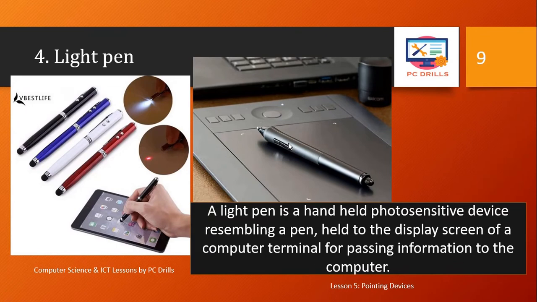Next, we have a light pen. A light pen is a handheld photosensitive device resembling a pen, held to the display screen of the computer terminal for passing information to the computer. So with a light pen, you can navigate your computer just using the pen. It looks like a normal pen, but communicates with the computer using light from the pen. So it's not like the pen you use in writing your book. Above, you can see the 2 images that show how a light pen looks.